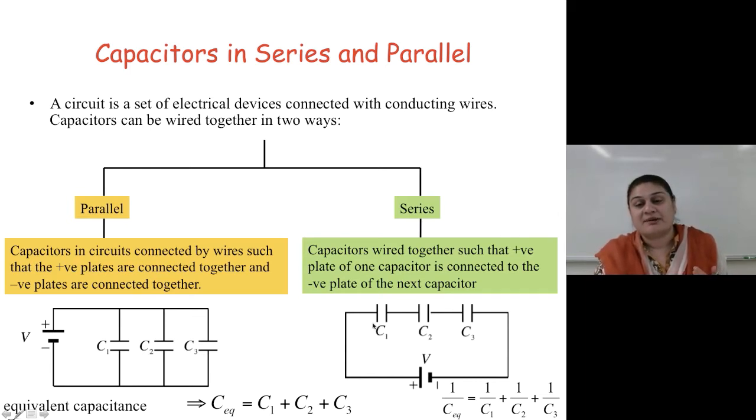For a series, the capacitors are wired such that the positive plate of one capacitor is connected to the negative plate of the next capacitor, and so on. In this case, the equivalent capacitance is given by 1 over C1 plus 1 over C2 plus 1 over C3.